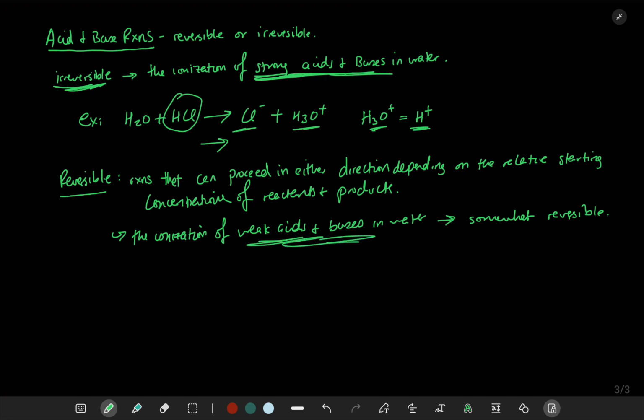Again, weak acids and bases in water, whereas the ionization of strong acids and bases in water are going to be irreversible. So let's look at an example of a reversible reaction. So we'll look at what happens and how the ionization of acetic acid works.